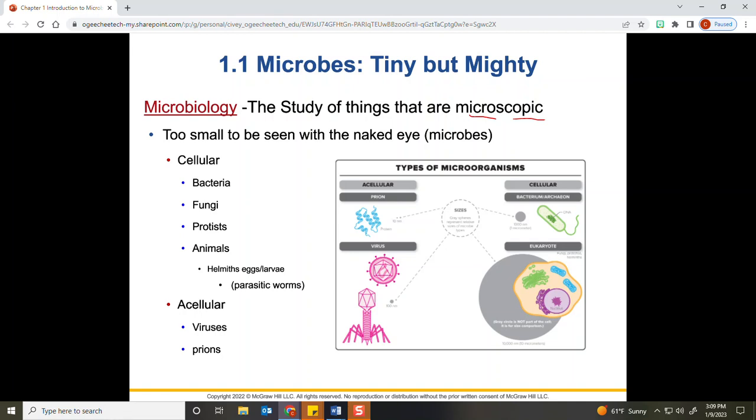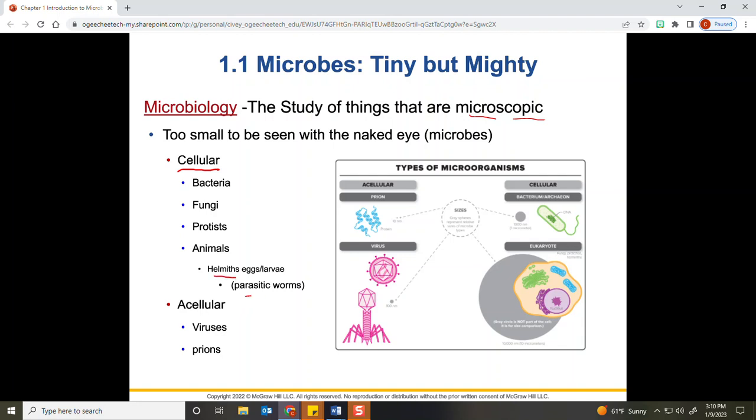So again, microbiology, if we break that down, micro meaning small, bio meaning living, and the ology meaning the study of something. So altogether, microbiology is the study of tiny living things. Some of these living things are cellular, and so what that means is they are made up of cells. This includes bacteria, fungi, protists, and they're an example of a few animals that are microscopic that can infect humans, and those are the helminths.